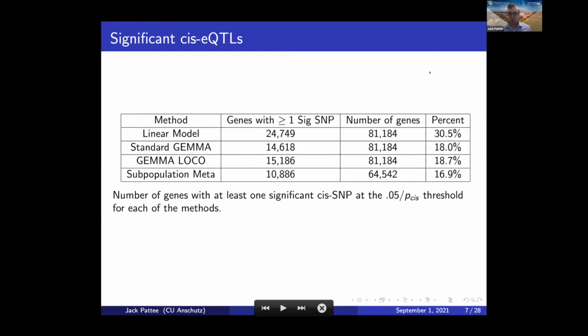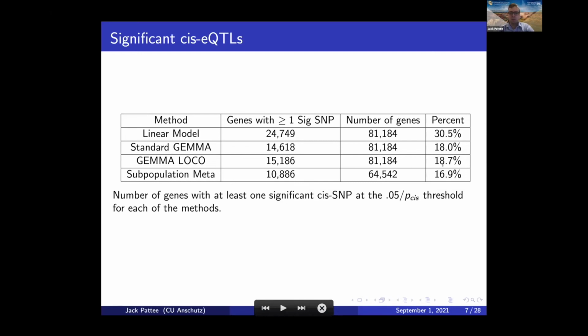So the other side of the coin, we want to see how many associations we can identify with each of these methods. Column 2 here is the number of genes with at least one significantly associated cis SNP. We just looked at cis SNPs here, basically to make it easier on ourselves. And we considered a multiple testing correction of 0.05 divided by the number of cis SNPs, so a Bonferroni correction. And again, the first row is the linear model. We can't really trust these results because, as we saw, they're inflated. But about 30% of genes have at least one significant cis SNP.